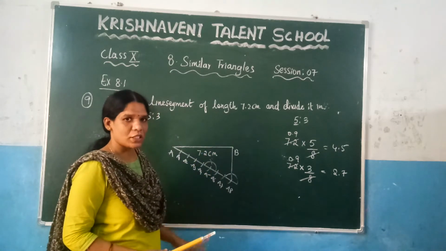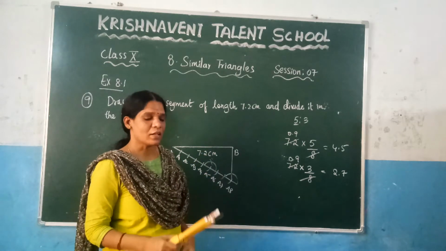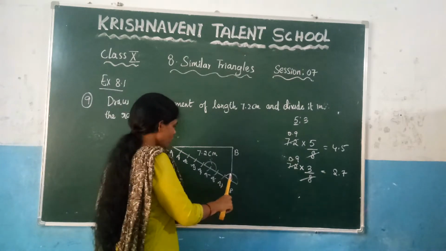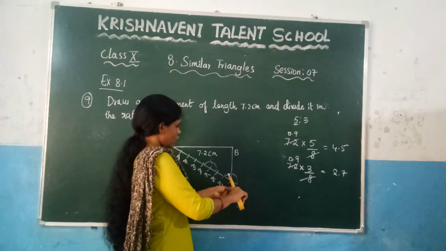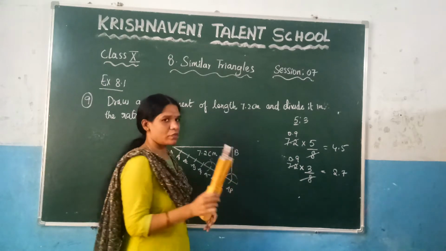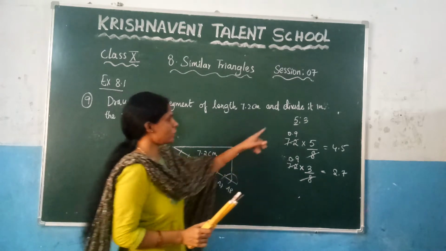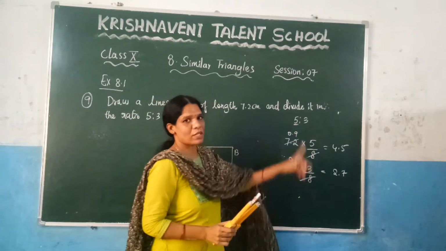So again, what we need to do here to draw the parallel line is take some radius, and with that radius make one arc here, right? And after that, without changing this radius, make one more arc at the fifth part, since the first value they have given is 5.